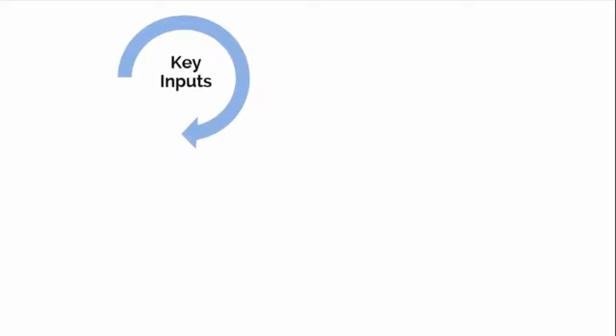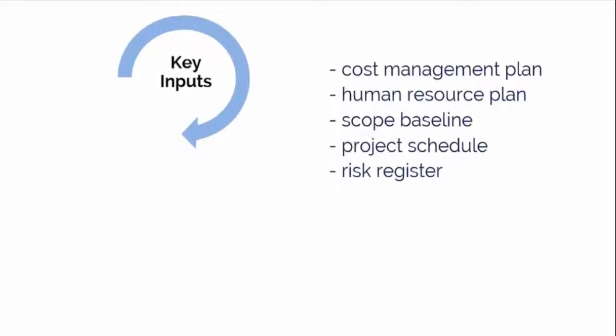The key inputs include the cost management plan, which defines how project costs will be managed and controlled on the project, and the level of accuracy required to estimate activity costs. This process also requires the human resource management plan that provides project staffing requirements and personnel rates, which are necessary components for developing the project cost estimates. The scope baseline is also an input, and remember, this includes the scope statement, WBS, and WBS dictionary.